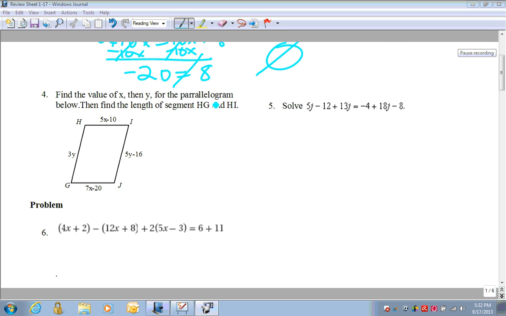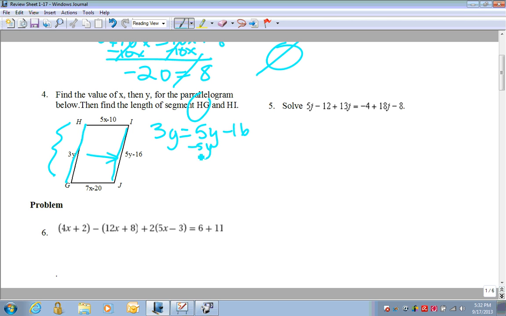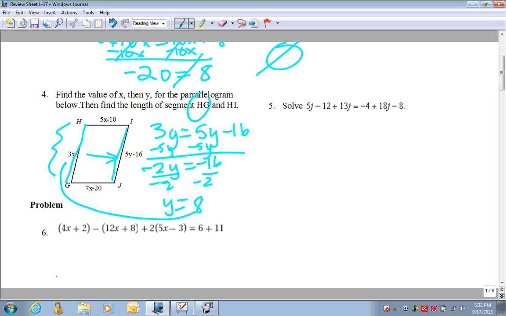On number 4, I need to find the length of HG. HG is this piece. Well, I noticed they're across from each other. This is a parallelogram, and therefore the two sides HG and IJ are going to be congruent. 3y is equal to 5y minus 16. Moving the 5y to the left, that gives me negative 2y is equal to negative 16, and dividing by negative 2, I get y is 8. Now it does ask me to find the length of HG, so I've got to take my 8, plug it in, and 3 times 8 is 24.